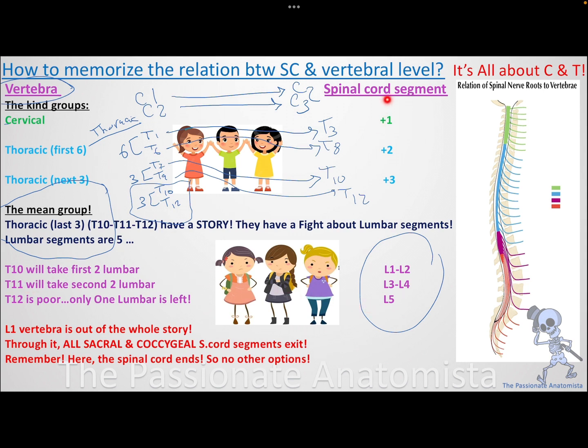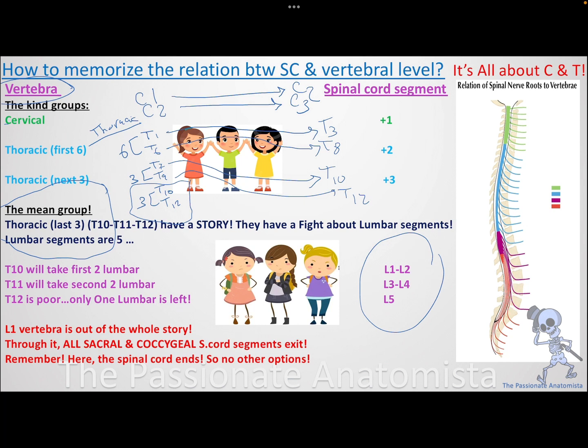So what spinal cord segment injury will happen if I have a fracture of T10 vertebra? It's going to be L1 and L2. Which spinal cord segment will be affected if I have a fracture of T11? L3, L4. Which one will happen if I have a fracture at T12? L5. And now the last one is L1 vertebra, and because this is the last one, all of the spinal cord segments will exit from here. So L1, because this is the last vertebral level, all of them will come out of this.